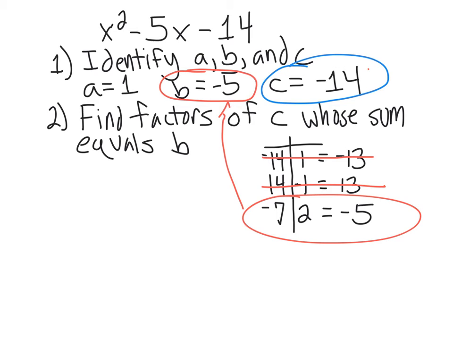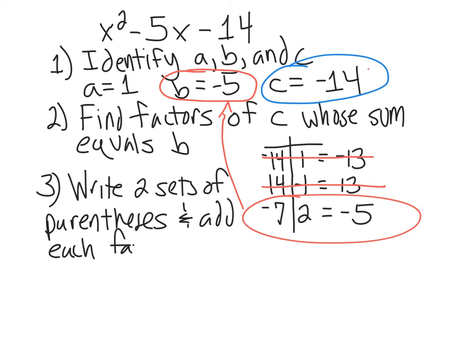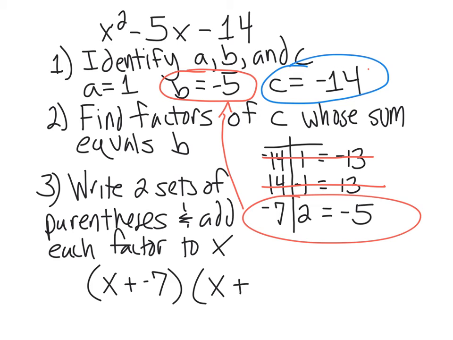So now I'm almost done. Step 3: write 2 sets of parentheses and add each factor to x. In this case, I have negative 7 and positive 2, so I do x. Now I could do plus negative 7, or minus 7, it doesn't matter. In this case, I'll do plus negative 7, it doesn't make a difference. And then x plus 2.